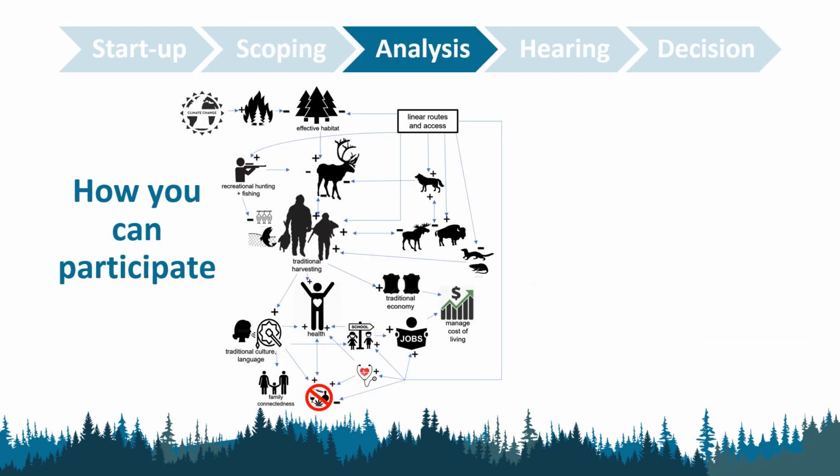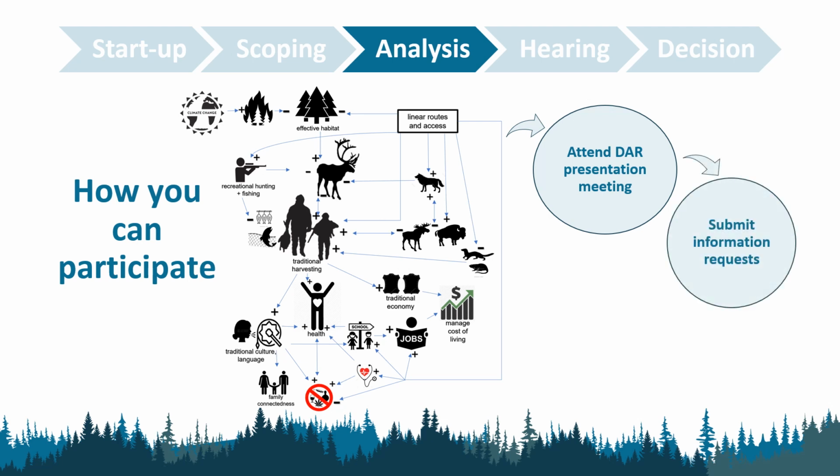The analysis phase begins when the proponent gives its developer's assessment report to the review board. You can attend a meeting where the proponent says what is in its report and get answers to your questions. You can also send your questions in written information requests to the developer and get detailed answers to your questions that way. You can also tell the review board what you think in an audio recording or a video.